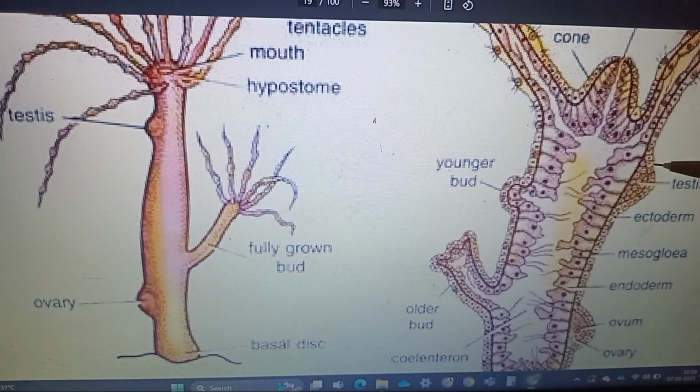Here we are seeing the hydra, which is sessile, in the polyp form in which the mouth is at the top, the body is cylindrical and radially symmetrical. Both testis and ovary are located in the same animal, so the sexes are not separate, but fertilization would be external. There is the outer layer ectoderm and inner layer called endoderm.